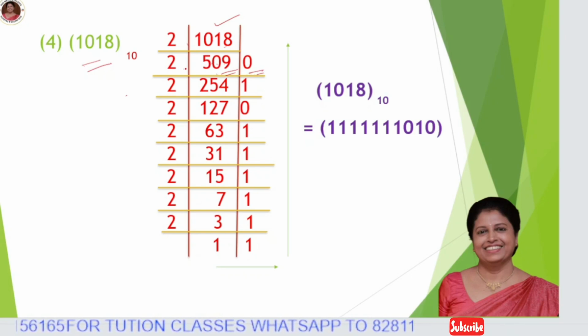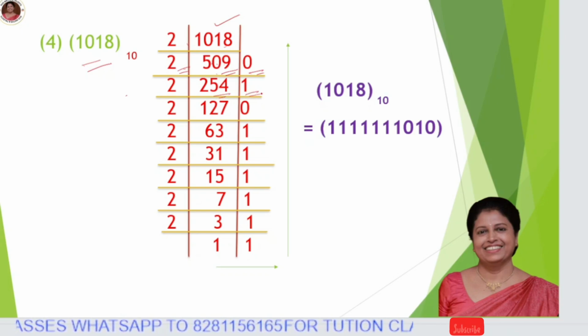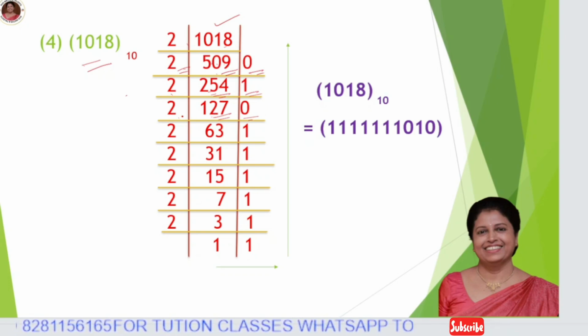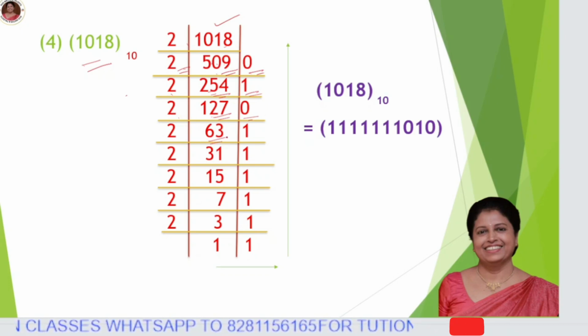Then again continue division. 509 divided by 2. We are getting 254 as quotient and 1 is the remainder. Again 254 is divided by 2. We are getting 127 as quotient and 0 as the remainder. 127 is divided by 2. We are getting 63 as quotient and 1 as the remainder. Then 63 is divided by 2. 2 3s are 6, 2 1s are 2, then 1 is the remainder. So 31 is the quotient.